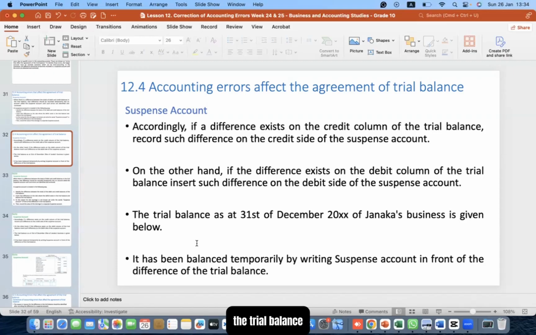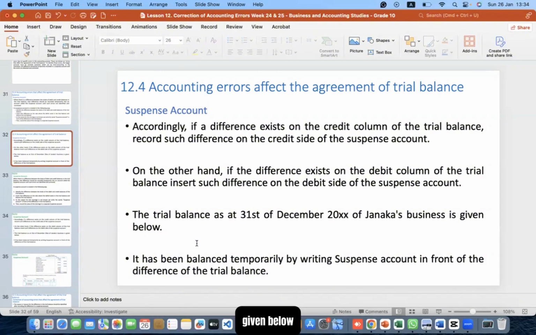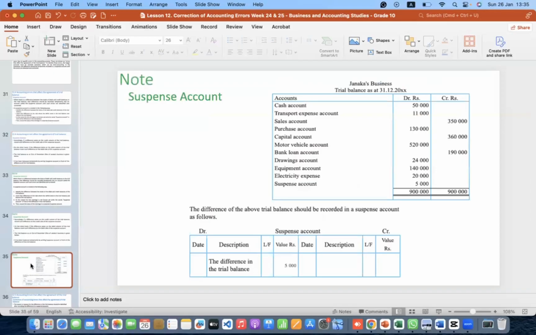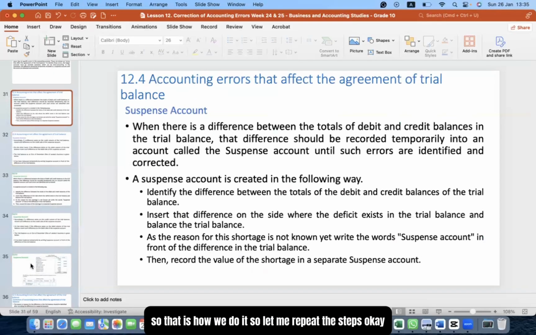The trial balance as at 31st December of 2025 of Janaka's business is given below. It has been balanced temporarily by writing suspense account in front of the difference in the trial balance. So we are talking about this example. So that is how we do it.